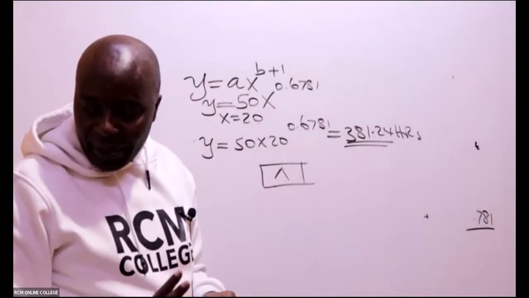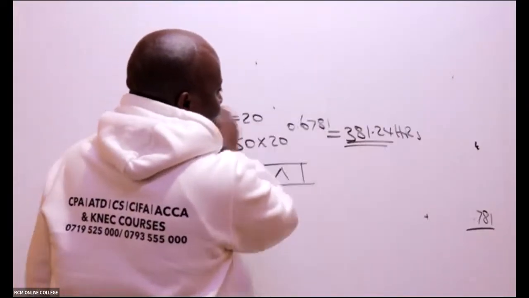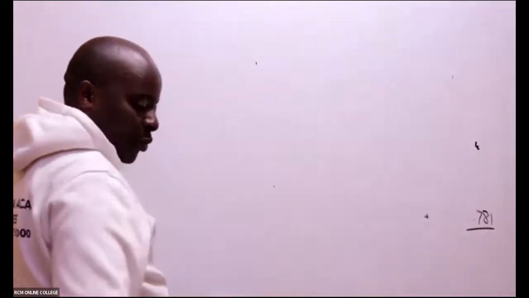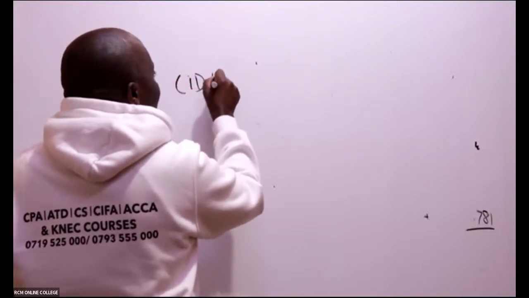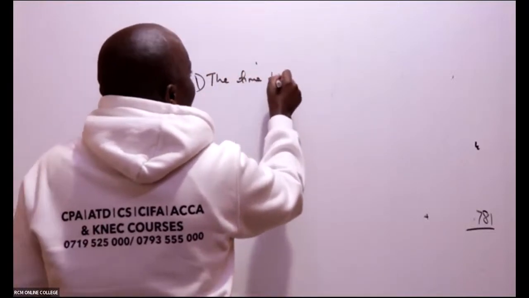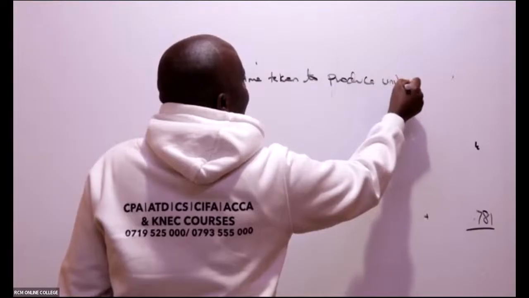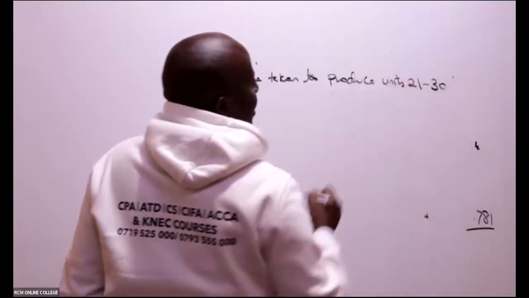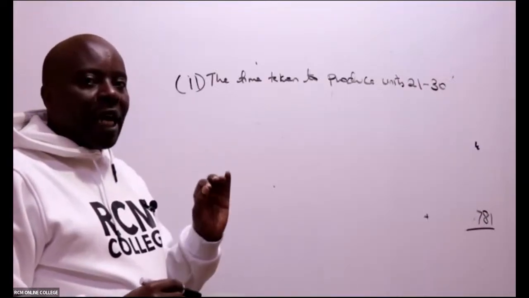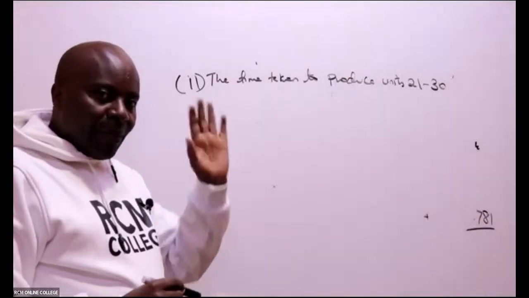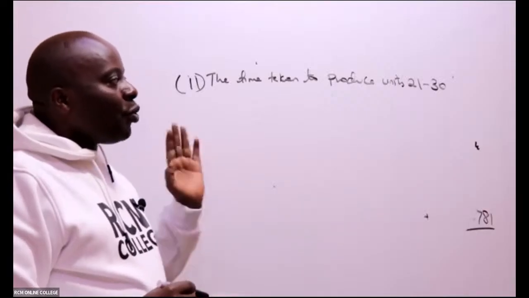And if we are okay, then I'll straight away, ladies and gentlemen, give you another question. That's Roman 1. Now I'm giving you Roman 2. In this Roman 2, I want you to give me the time taken to produce units 21 to units 30. Same question, but now the second part of it: time taken to produce units 21 to units 30.